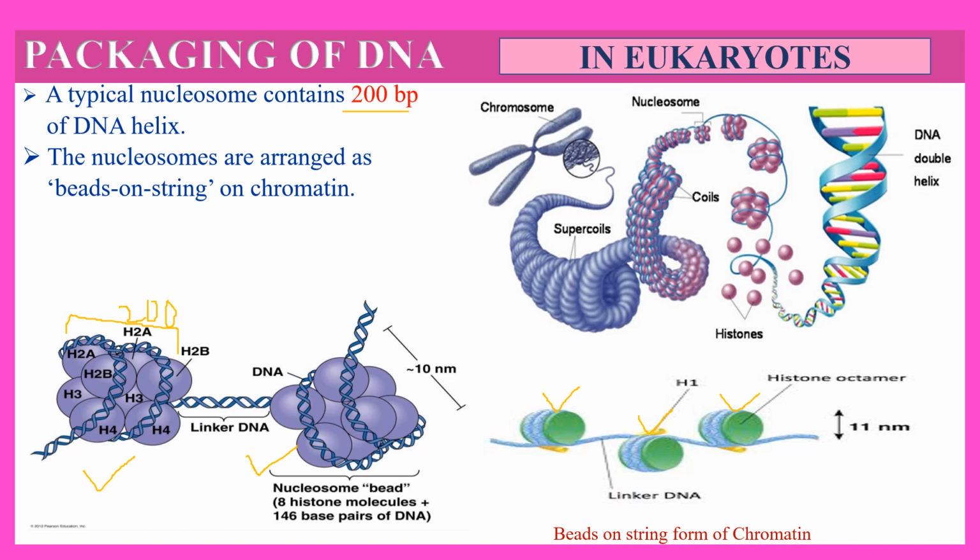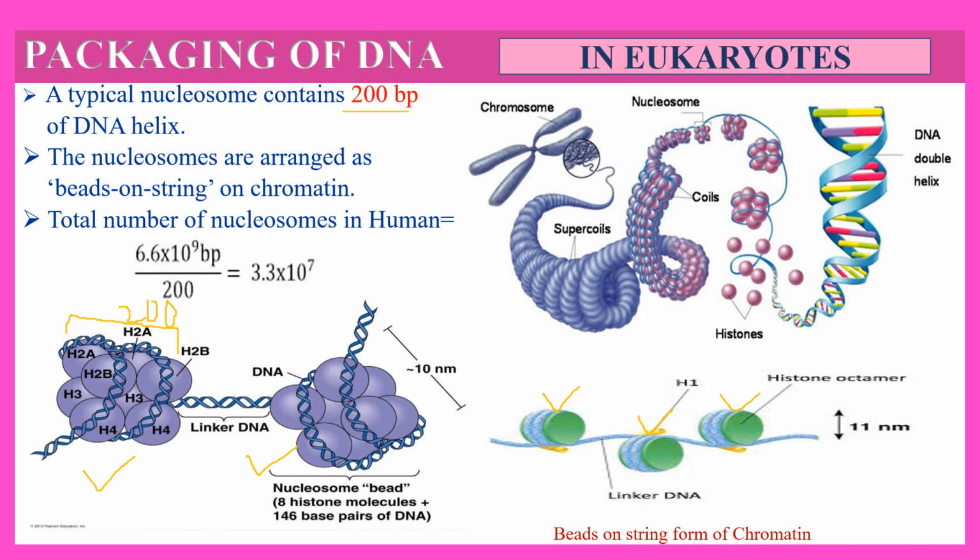If you want to calculate the number of nucleosomes of any eukaryotic organism, we take the example of humans. The length of DNA in the diploid condition in a human cell is 6.6 into 10 raised to 9 base pair, divided by 200, that gives 3.3 into 10 raised to 7.